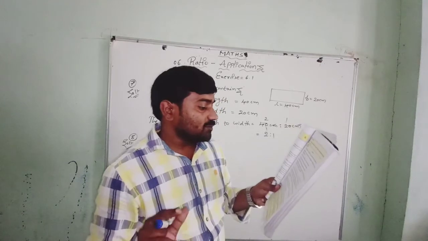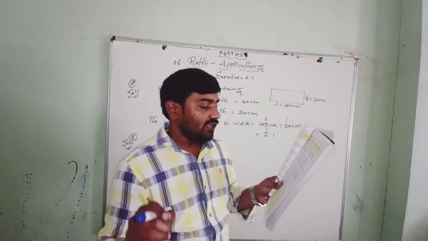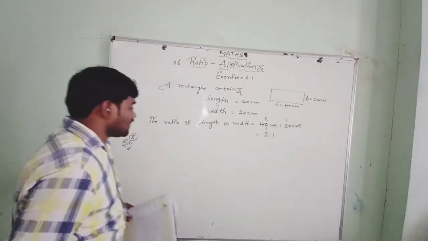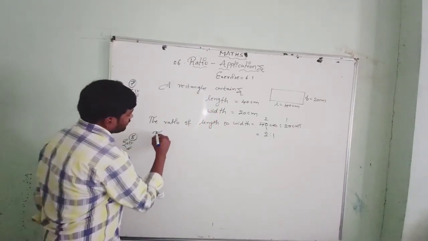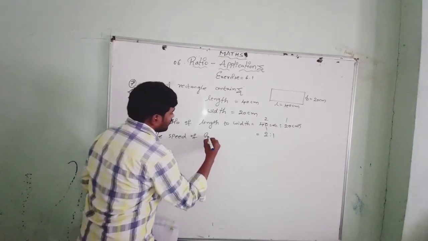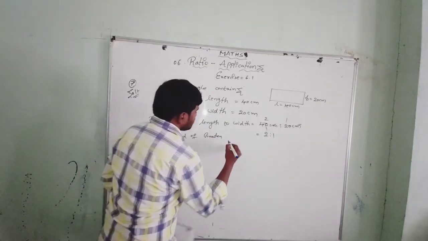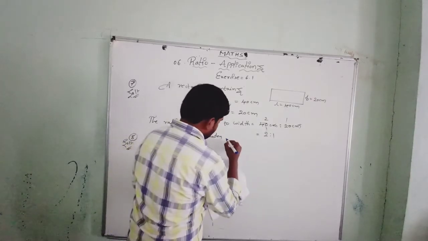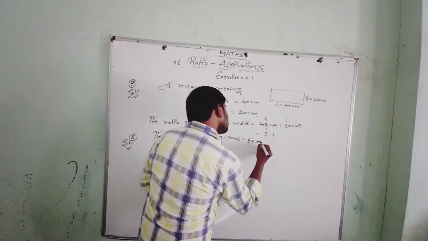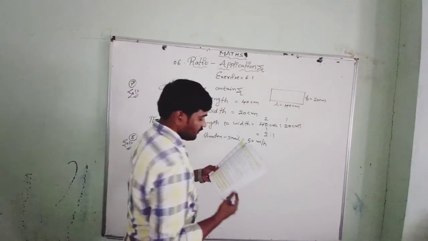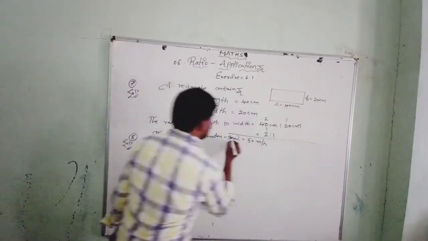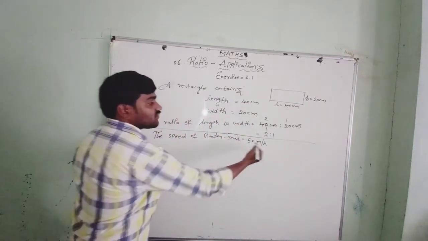The speed of a garden snail is 50 meters per hour. The speed of a garden snail is equal to 50 meters per hour. 50 meters per hour. So, see, 50 meters per hour.